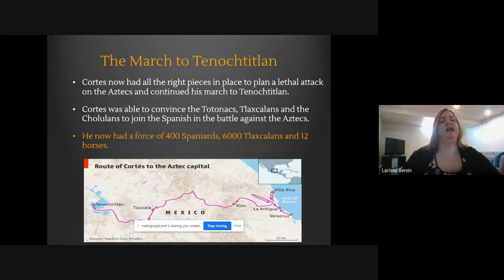So Cortez now had everything he needed to plan a lethal attack on the Aztecs, and he continued his march to Tenochtitlan. So Cortez was able to convince the Totonacs, Tlaxcalans, and the Cholulans to join the Spanish in the battle against the Aztecs. So he now had a force of 400 Spaniards, 6,000 Tlaxcalans, and 12 horses. Okay, so he had this big, big group of people that were going to go do battle with the Aztecs.